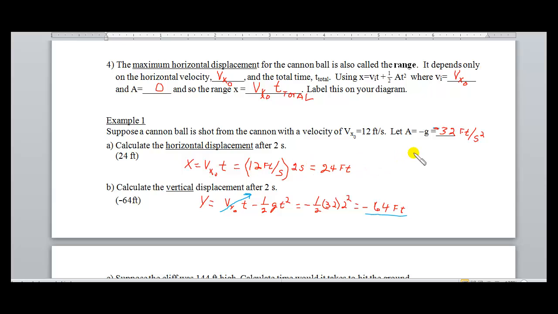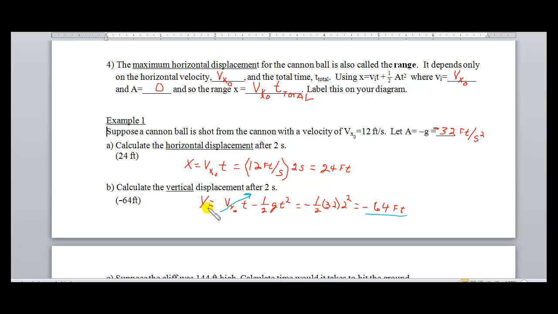So here's our solution. The value for g is 32 feet per second squared, and the direction for the acceleration is downward, so it's negative 32 feet per second squared for the acceleration. The horizontal displacement we found is x equals Vx sub 0 times t. The original velocity when it left the cannon was 12 feet per second. It traveled for 2 seconds, and so the horizontal displacement at the end of 2 seconds is 24 feet.